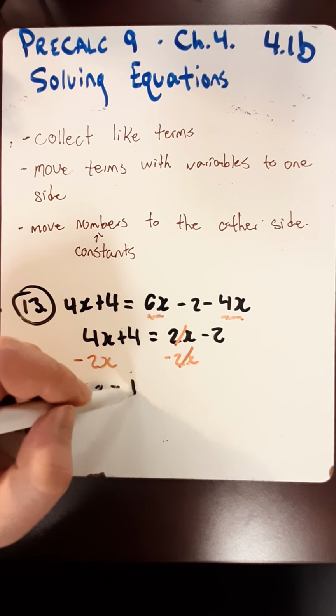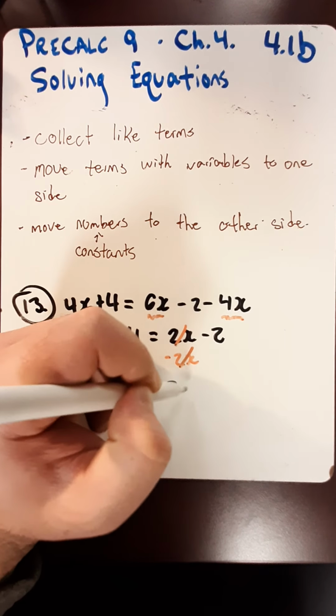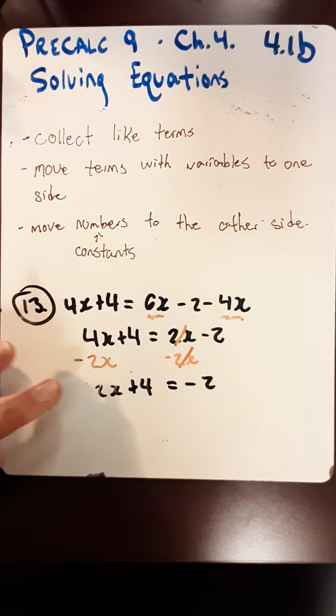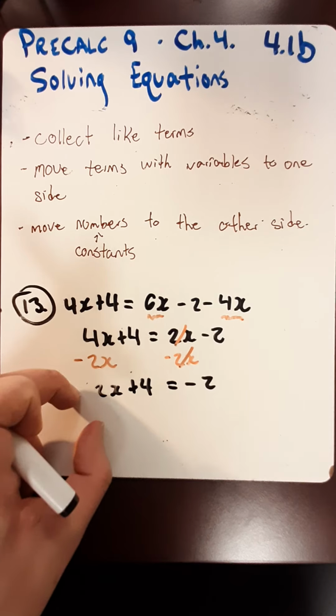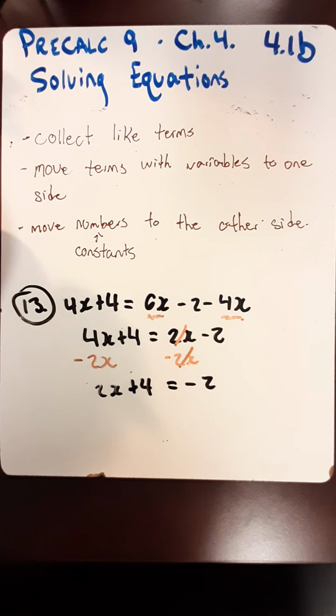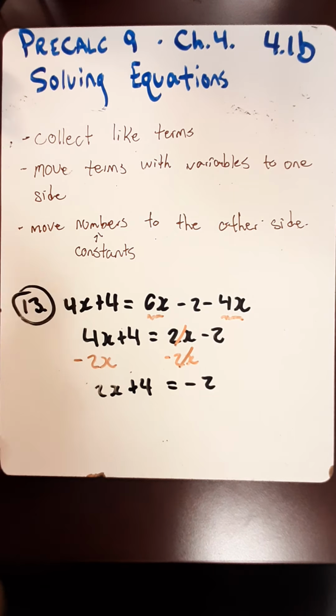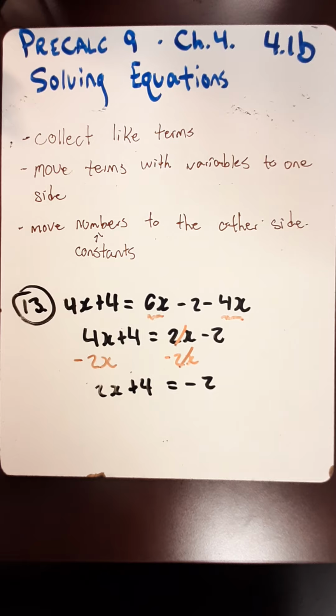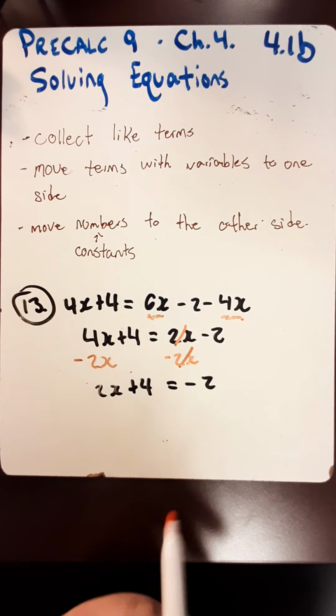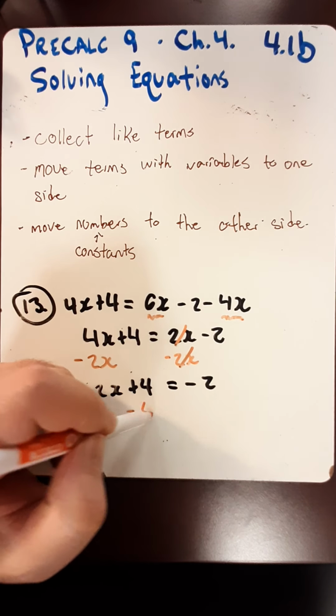2x + 4 = -2. So this is great. The only side of the equation with variables is the left side. Then we can look at our third step, move the numbers or the constant terms to the other side. So I want to move this positive 4. And what's the opposite of positive 4? Well, the opposite of positive 4 is minus 4.